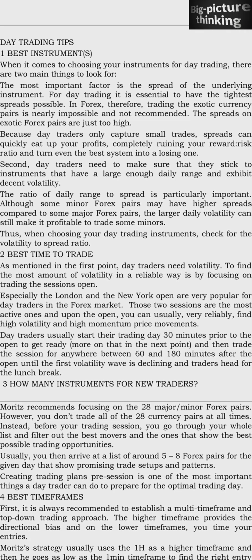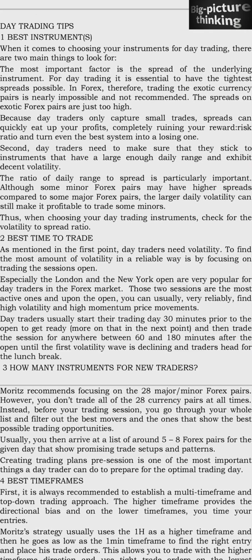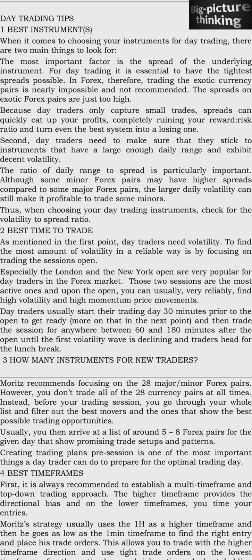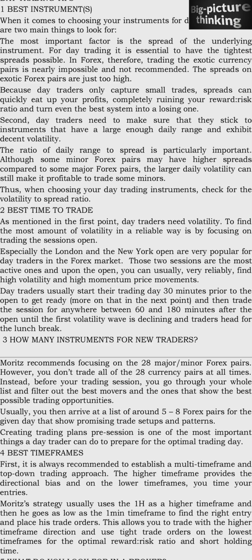Second, day traders need to make sure that they stick to instruments that have a large enough daily range and exhibit decent volatility. The ratio of daily range to spread is particularly important. Although some minor Forex pairs may have higher spreads compared to some major Forex pairs, the larger daily volatility can still make it profitable to trade some minors. Thus, when choosing your day trading instruments, check for the volatility to spread ratio.